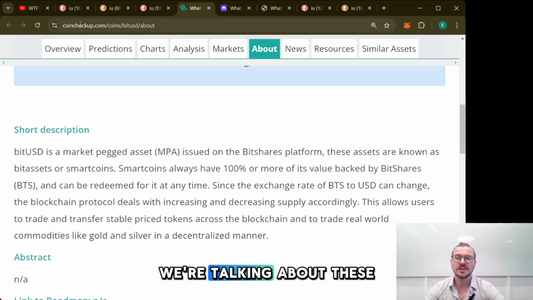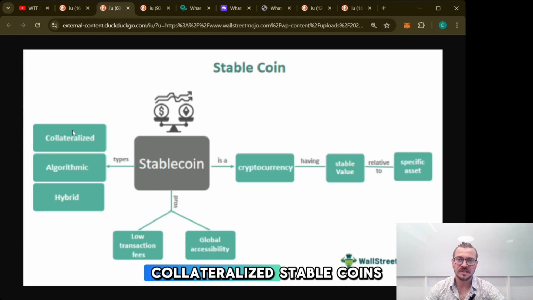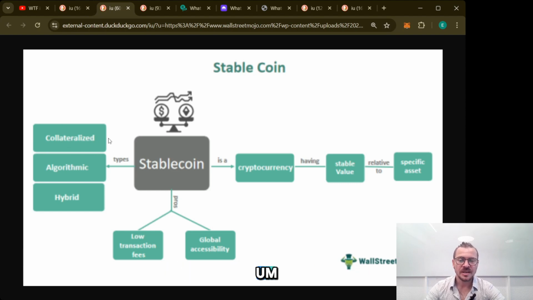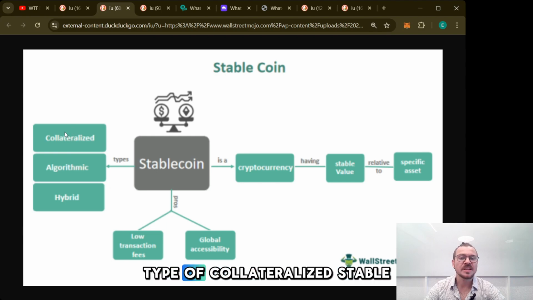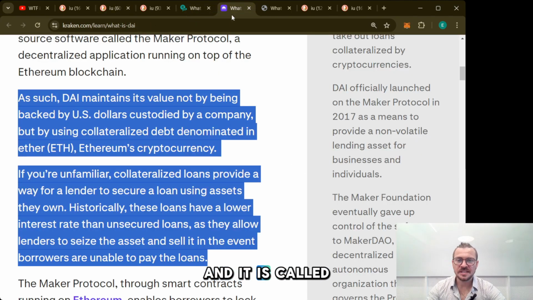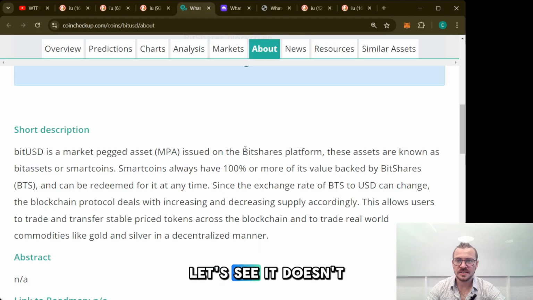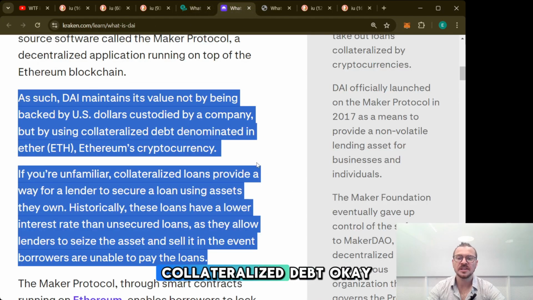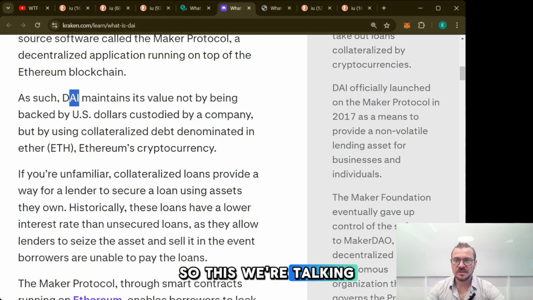Like I said, today we're talking about these collateralized stablecoins. There's really 2 main types of these, okay? So that's the first type of collateralized stablecoin, where I have a company, I have the dollars in the company, and it's one for one. Okay, but there's another type, and it is called a collateralized debt. Okay, so we're talking about DAI, right?